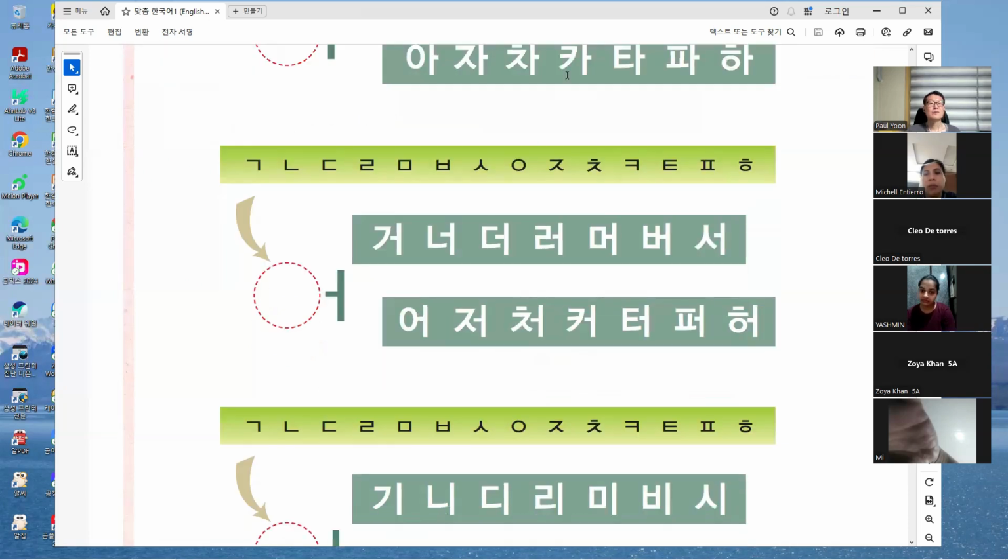Remember, how about this vowel? How can you pronounce this sound? It's the O sound. So, g and o: how to pronounce? Go. And no. Next, do. This one, lo. And then mo. Next, bo. Next, so. O, jo. Cho, ko. To, po, ho. Okay. Can you understand?